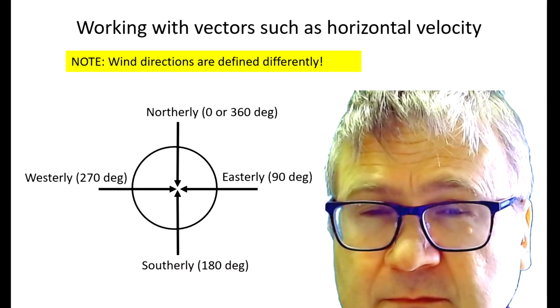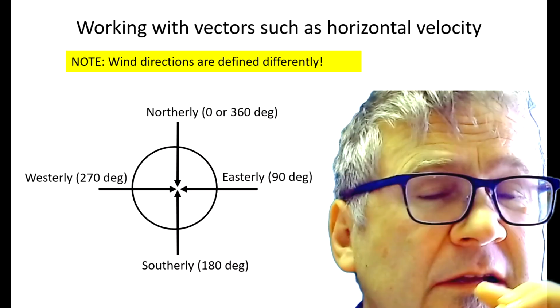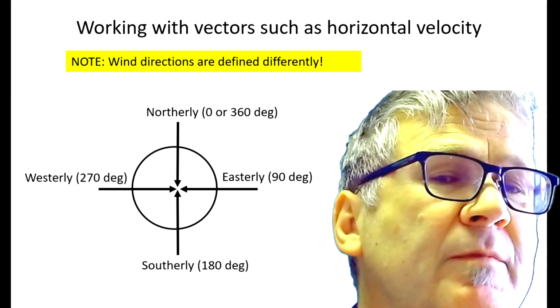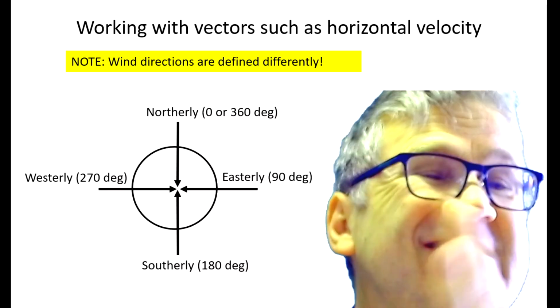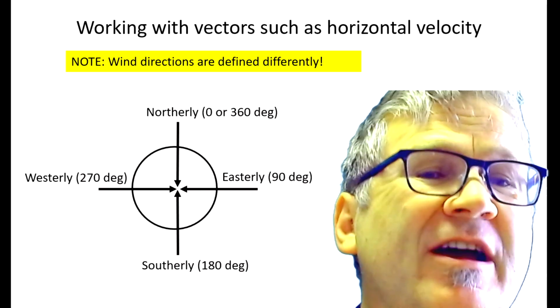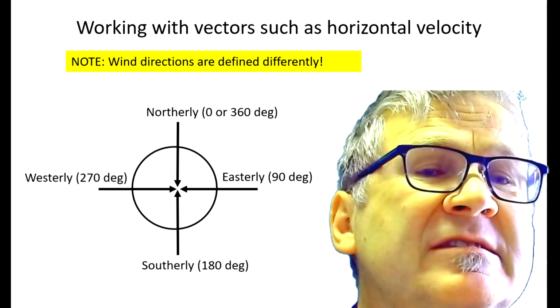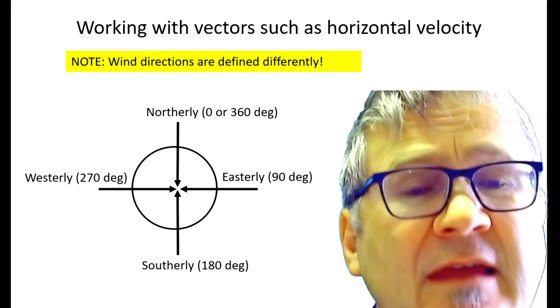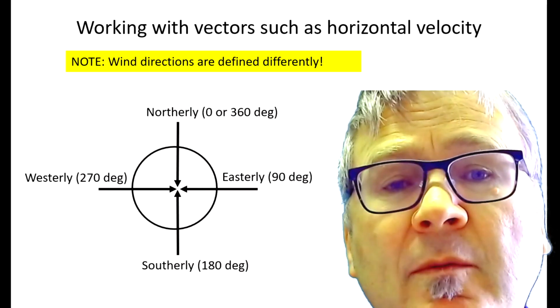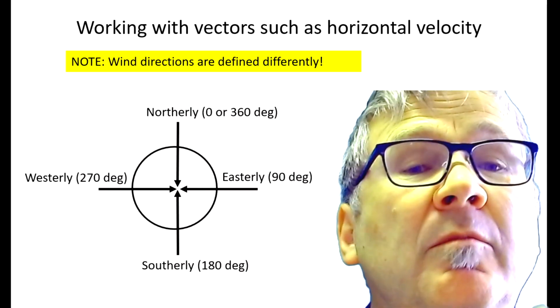There is a little bit of a problem with directions, because you can see that at 0 you have a jump between 360 and 0, and that can give a few problems. And we're coming to that.